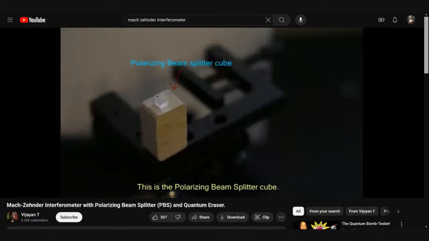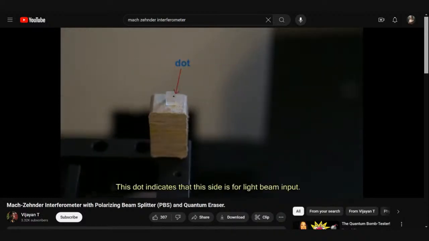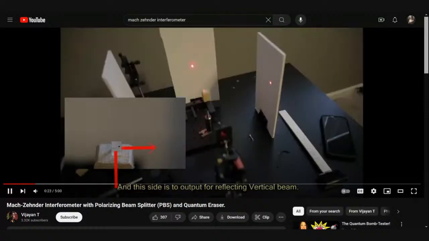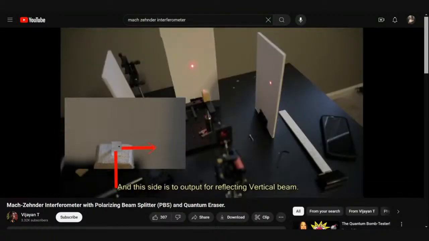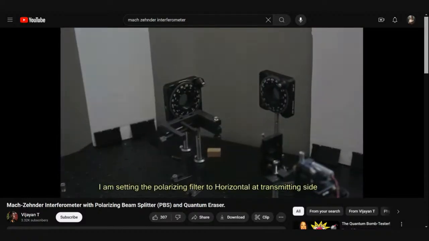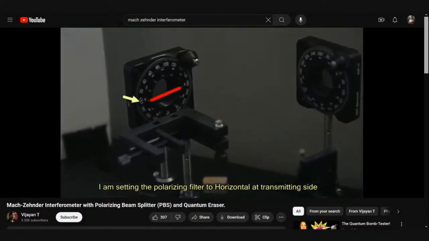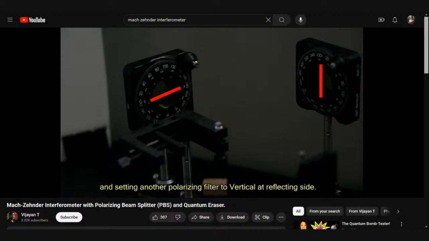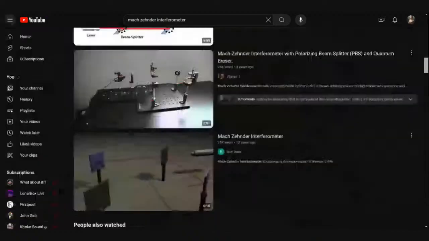This is the polarizing beam splitter cube. This dot indicates that this side is for light beam input. This side is the output for the reflecting vertical beam, and the opposite side is the output for the transmitting horizontal beam. I am setting the polarizing filter to horizontal at the transmitting side and setting another polarizing filter to vertical at the reflecting side.